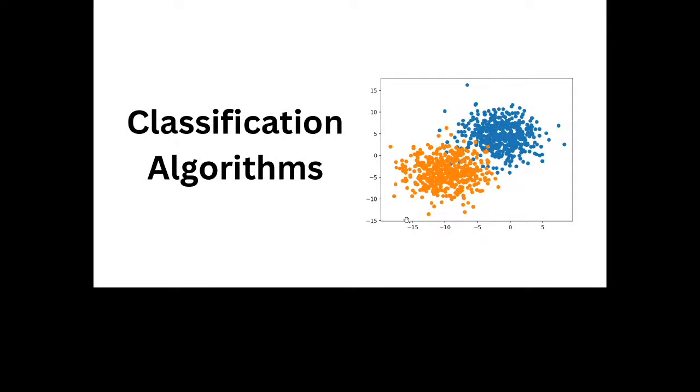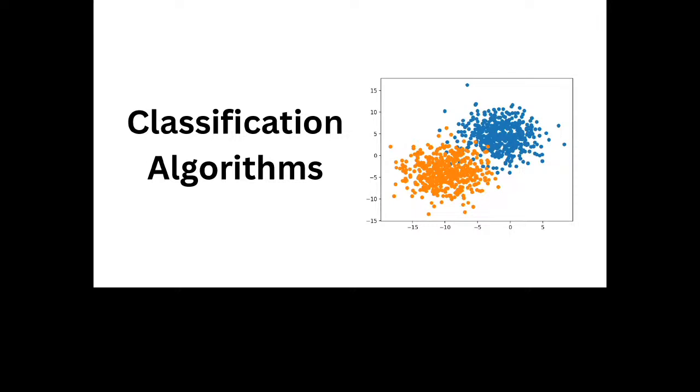So first of all, let's see what classification is. Classification is a type of supervised learning in machine learning where the algorithm learns to categorize data into predefined classes or categories based on a set of labeled training examples. The goal of classification algorithms is to learn a decision boundary that separates different classes in the data.